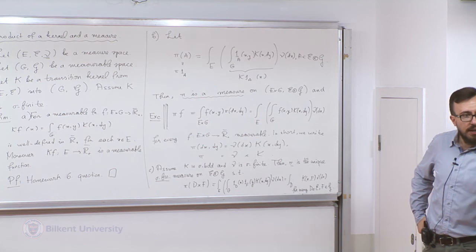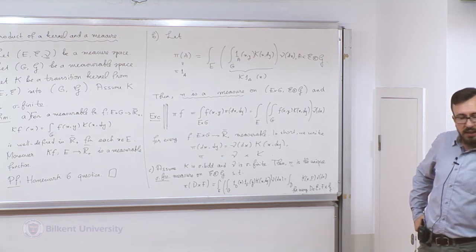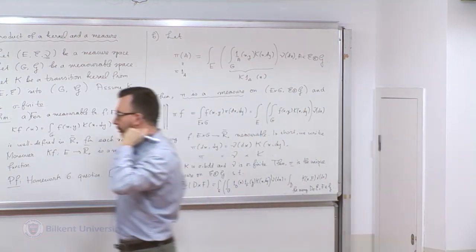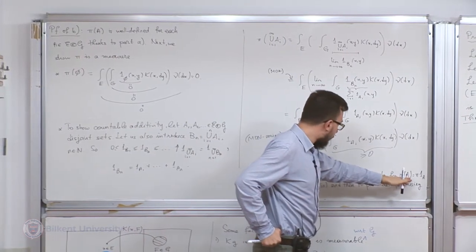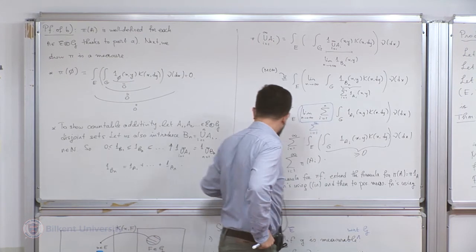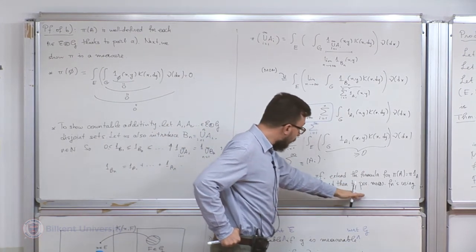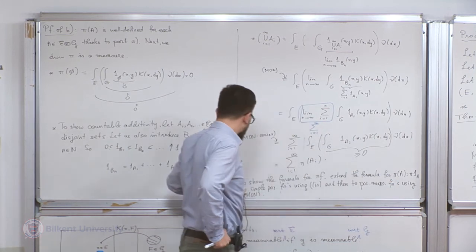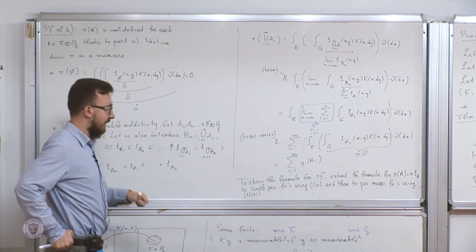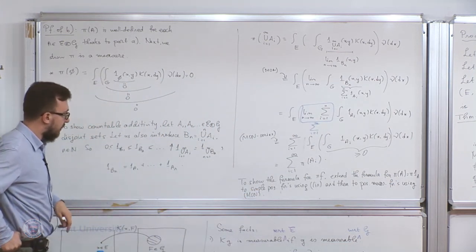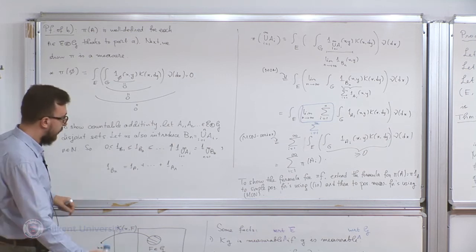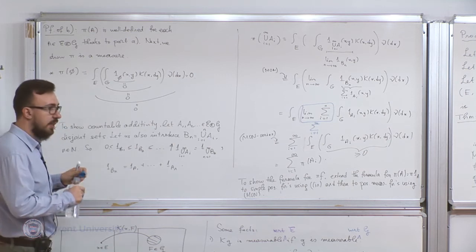You have some missing part? So to show the formula for pi f, extend the formula for pi A equals pi of the indicator of A, to simple positive functions using linearity, and then to positive measurable functions using the monotone convergence theorem. Maybe too many abbreviations in one sentence.